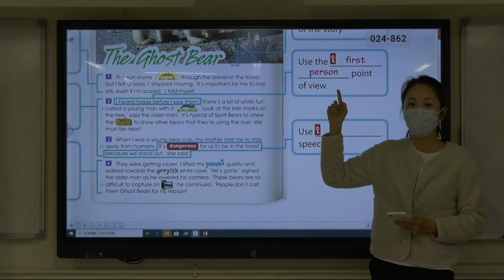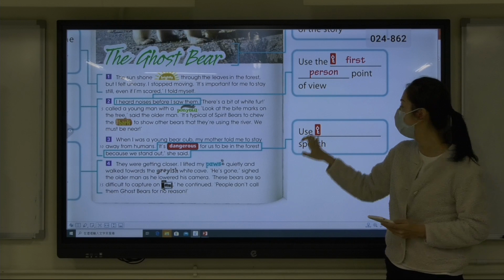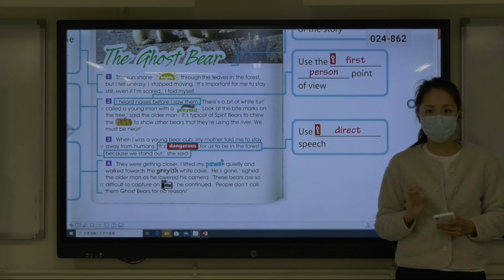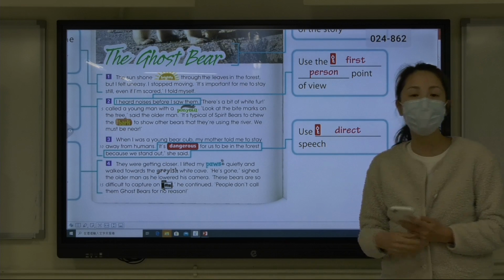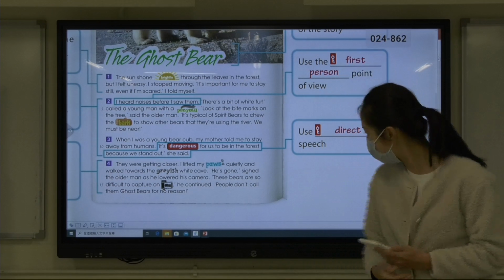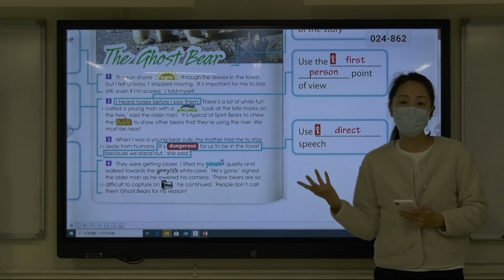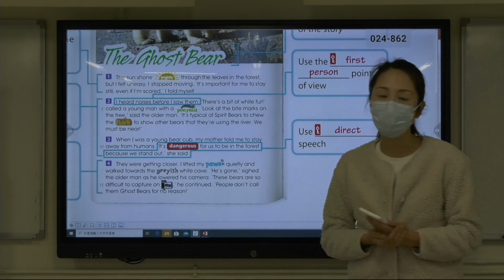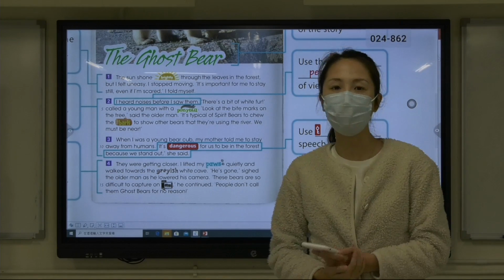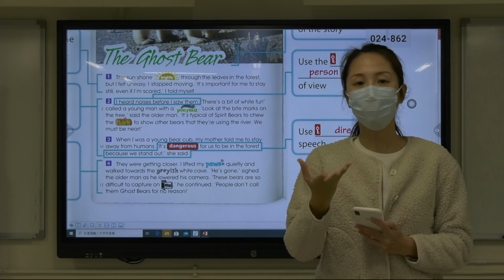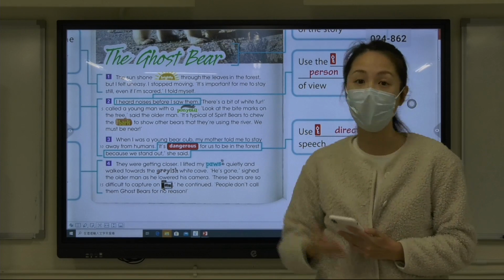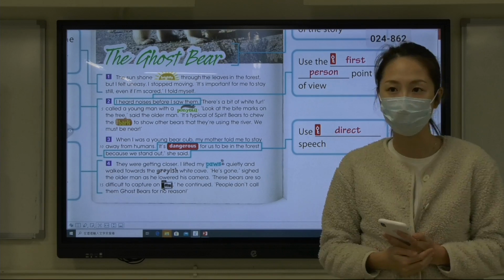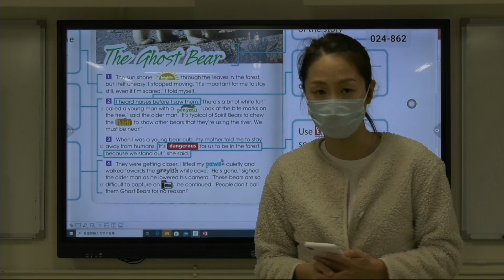So if we are writing a story, direct speech is a must. Dialogue is a must. There are also other language features that are very important for writing a short story. So I will pass this part to Mr. C and also Ms. Chow, okay? So take out your notes. Remember to take notes, okay?